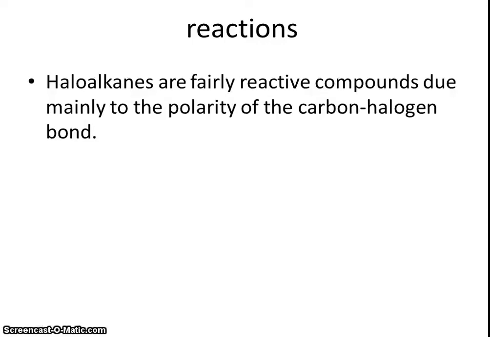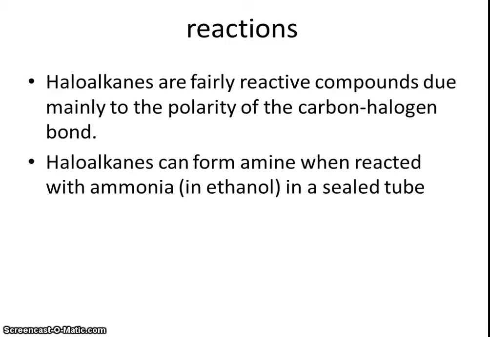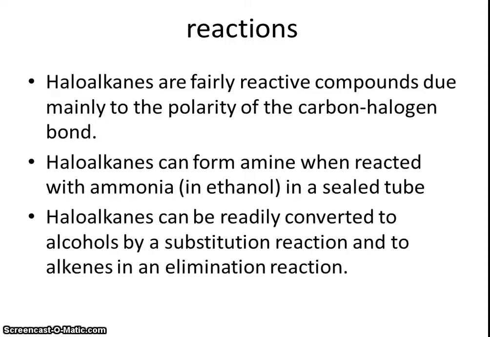Okay, so reactions of haloalkanes. These are fairly reactive compounds due mainly to the polarity of the carbon-halogen bond. Haloalkanes can form amines when reacted with ammonia in ethanol or in just an alcoholic solution in a sealed tube. Haloalkanes can be readily converted to alcohols by substitution reaction and to alkenes by elimination. So not only can we make haloalkanes from alcohols and from alkenes, but we can actually go in the backwards direction as well.